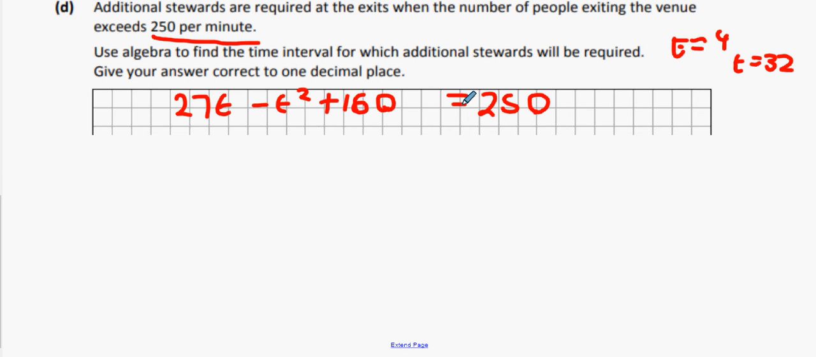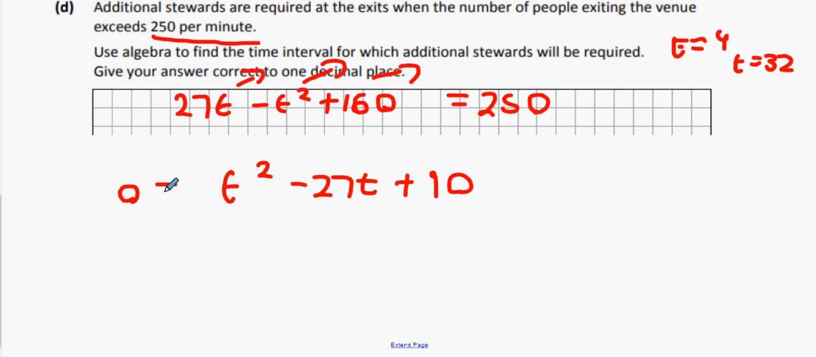Now here's what we're going to do. We're going to bring everything to the right. Actually, it'll just make things easy. I'm going to bring everything to the right. I'm going to get t squared minus 27t plus 90 equals 0. Does that make sense? Now, oddly enough, this is a minus b formula question. Doesn't look like it, but it is. I'll put the equals 0 over the other side then.